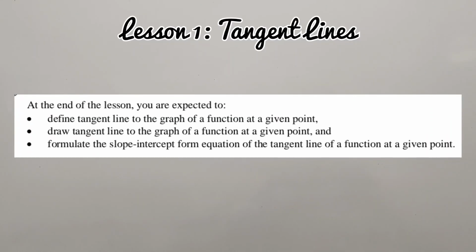In Lesson 1, we will define tangent line to the graph of a function at a given point. Draw tangent line to the graph of the function at a given point and formulate the slope-intercept form equation of the tangent line of a function at a given point. We will now formally define what is tangent line in calculus.